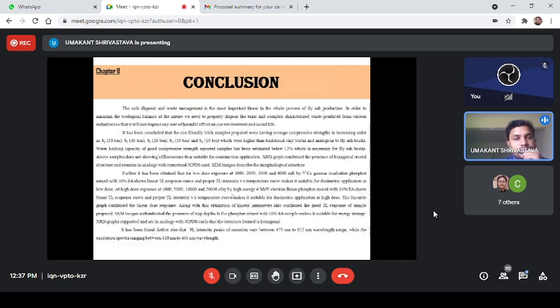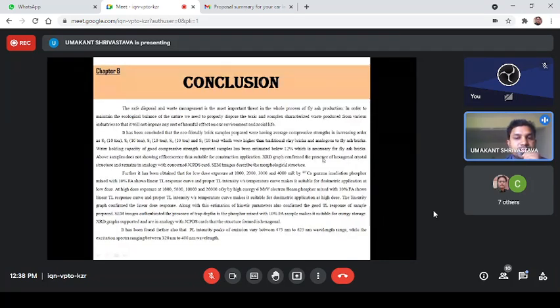Now coming toward the conclusion of the work, it has been concluded that the eco-friendly brick samples prepared have average compressive strength, in increasing order, of S2, S0, S1, S4, and S3, higher than traditional clay bricks and analogous to fly ash bricks. Water holding capacity of the samples with good compressive strength has been estimated below 12%, which is necessary for fly ash bricks. The above samples do not show much efflorescence, thus they are suitable for construction application.